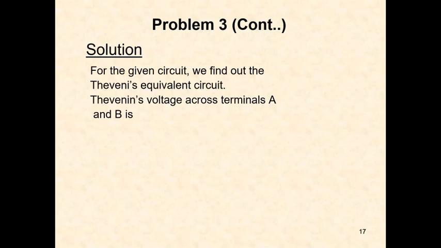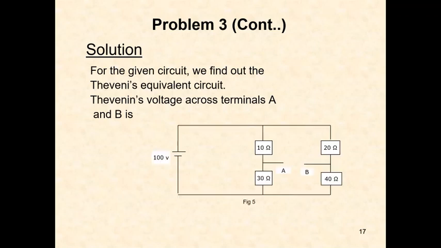So for the given circuit, first we have to find the Thevenin's equivalent circuit. In the Thevenin's equivalent, we need the voltage across A and B, so the A, B terminals must be open circuited. Then what will happen to the circuit? 10 ohms and 30 ohms become series, and 20 ohms and 40 ohms become series.